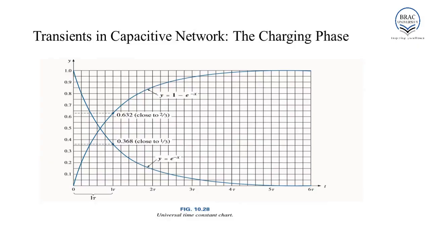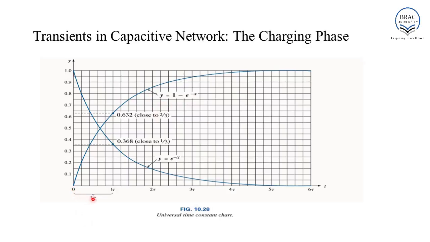The universal time constant chart is shown over here. The x-axis represents the time t and the y-axis represents the signal value. Over here there are two curves. This curve is the exponentially rising curve and this curve is the exponential decay or exponential fall curve. The exponential fall curve is represented by the expression y equals e to the power minus x, and the exponential rise curve is represented by the expression y equals 1 minus e to the power minus x.